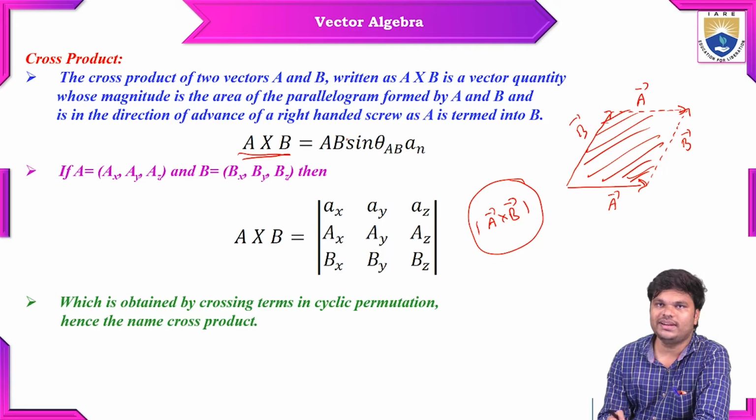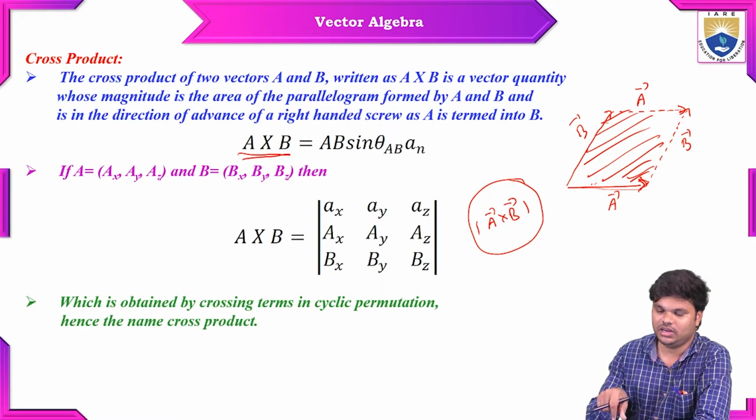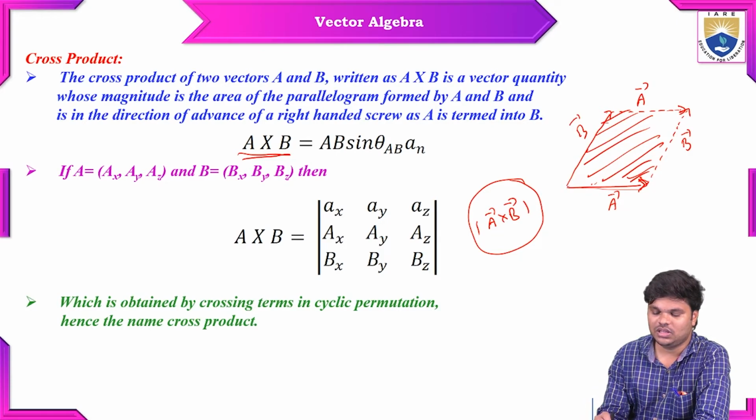Suppose there is a right-handed screw. That means if we move from A to B, the screw goes upwards, right or not? These two vectors are in one surface. If you rotate the screw in such a way that it moves from A to B, then that screw automatically goes upward. It means the direction is normal to the plane containing A and B.